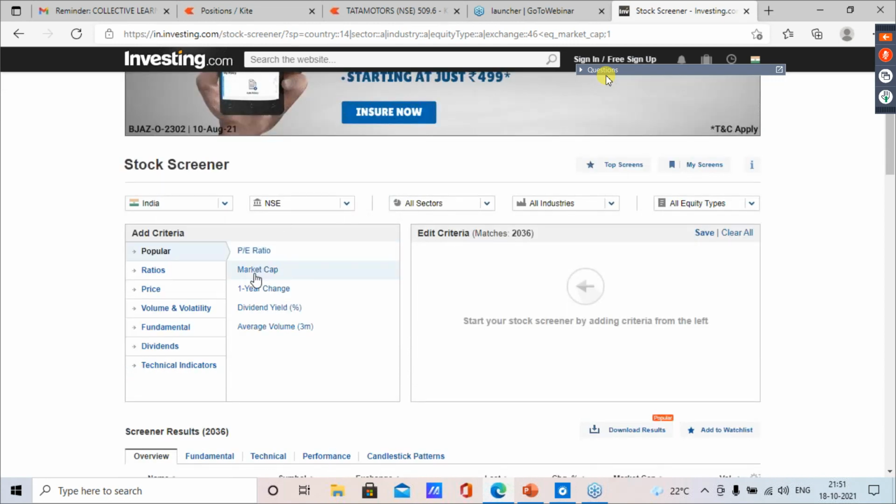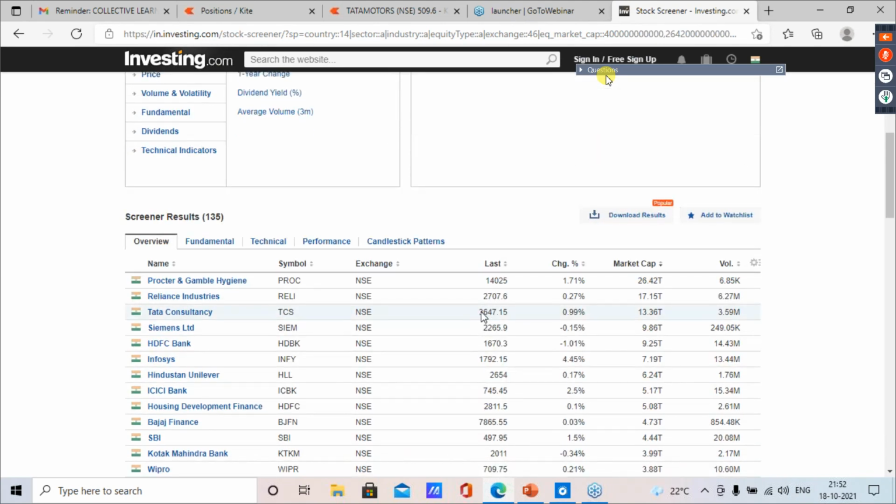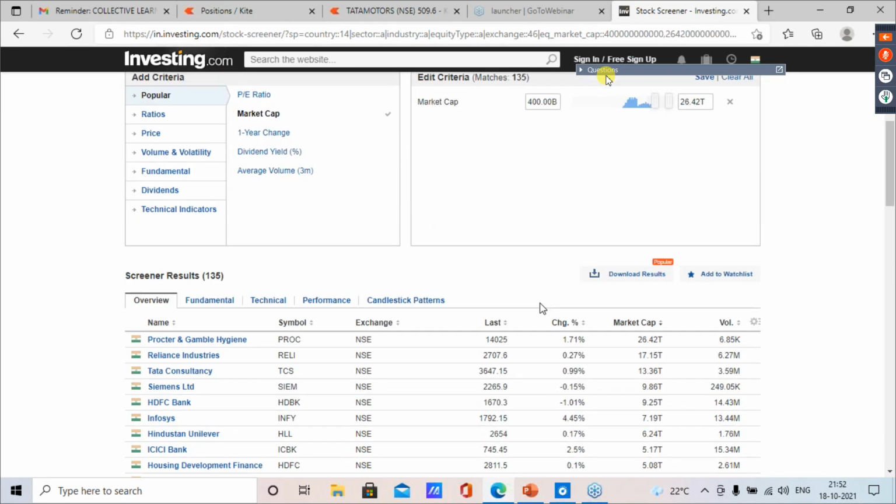So in this, click on market cap. Once you click on market cap, you'll get a criteria, edit criteria. In this criteria, type 400B. 400B indicates 400 billion. We're going to do intraday in those stocks where net worth is minimum 400 billion because most of the traders will be available on these stocks. So what did I do? I selected NSE in the drop down menu, clicked on market cap, and edited the market cap criteria as 400B. So we have a list ready for tomorrow's trading.